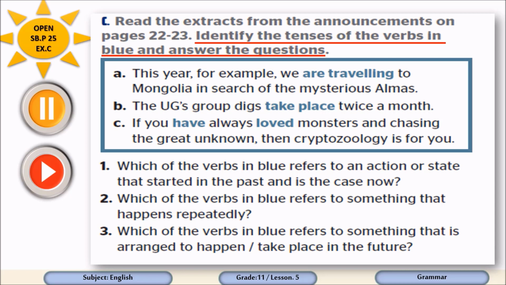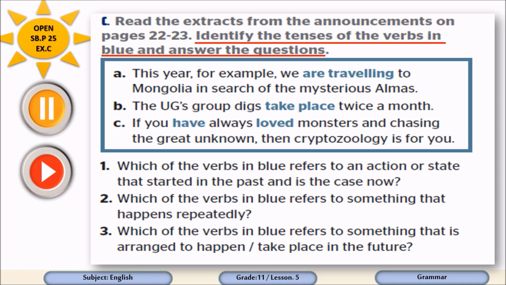Are traveling. Excellent. It's in the present progressive. Good job. What about sentence B? Take place. Very good. It's in the present simple. And what about the blue verbs in sentence C? Have loved. Excellent. It is in the present perfect simple.